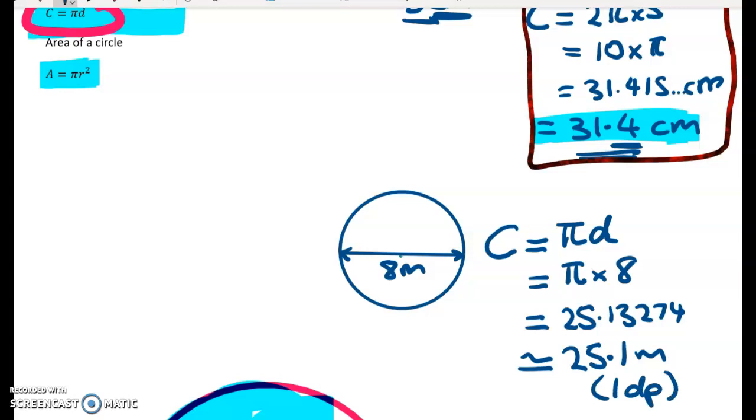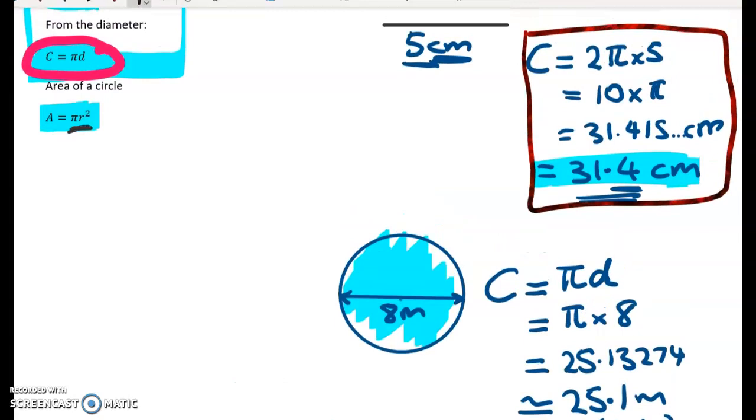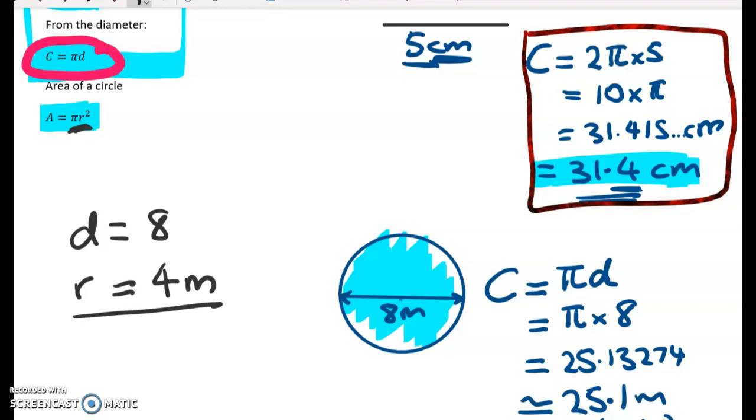Now, just one last thing. If you were given this situation and you had to find the area, just remember that when I find the area, I need to work with the radius. I can't work with the diameter. So if the diameter is 8, then the radius is going to be half of that. So the radius will be 4 meters. And so then I can use this formula. But I'll leave that for you to work out for some practice.